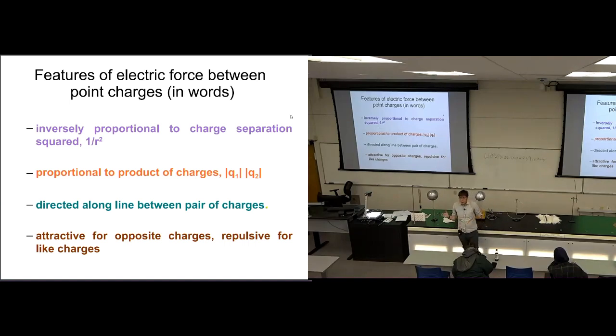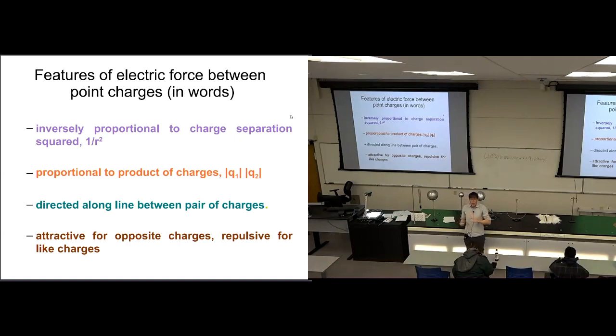The force between a pair of charges is proportional to the product of the two charges. So if you make one charge bigger, that's going to create a bigger force. You make the other charge bigger, that's going to create a bigger force. You make both charges bigger, that's going to make a much bigger force. It depends on, I called it Q1 and Q2 of the two charges. It depends on Q1 times Q2. So it depends on the product of the charges.